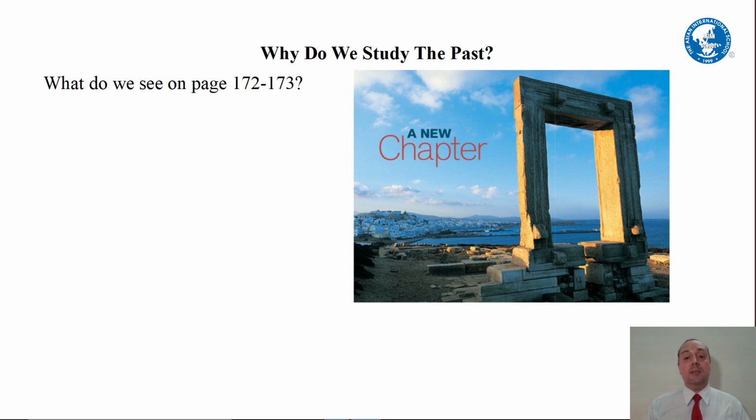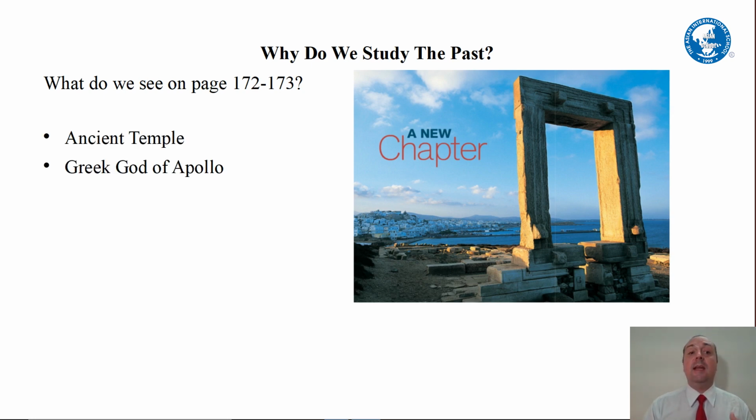On page 172, 173 in your book, you'll see this big, beautiful picture. What are we looking at? What do we see in this picture? The first thing you notice in the front of the picture is that we have an ancient temple. This is in Greece, and the temple was built to honor the Greek god Apollo. But we also see in the background a very modern city, a modern Greek city.